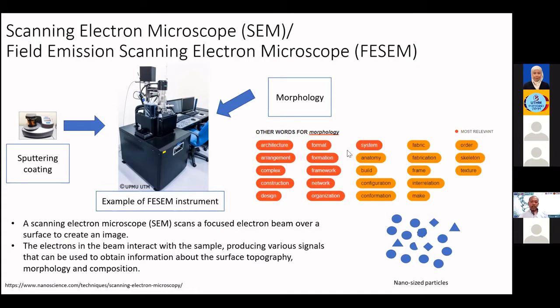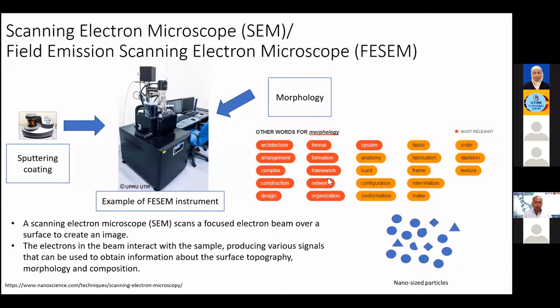Morphology does not mean image or picture. No, morphology is talking about the arrangement of what? The arrangement of the particles, whether the particles are agglomerated or not agglomerated, or the shape, for example whether the shape is spherical. Those are the morphology, the formation of the material, the framework of the materials that we can obtain from the micrograph. So it's not just putting in a picture and explaining what you see. There are many things that we can determine from the morphology.